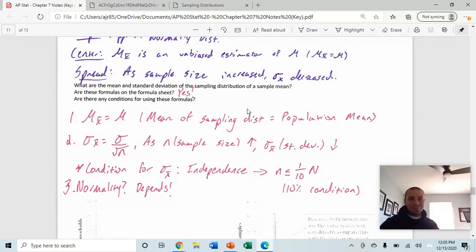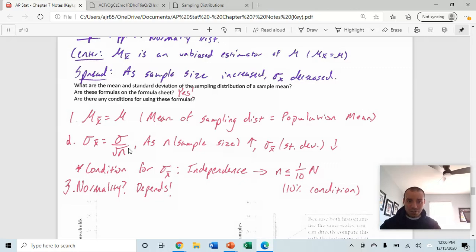And we know as the sample size increases, the standard deviation decreases. Specifically, our formulas are on the formula sheet. Mu sub x bar, the mean of the sampling distribution, is equal to the population mean. Sigma sub x bar: we saw our formula for proportions, and now we have a new formula for means. Sigma sub x bar, the standard deviation of the sampling distribution, is equal to your population standard deviation over the square root of n. So what you have to know is anytime your sample size is changing, your standard deviation is going to change. And as the sample size increases, the standard deviation is going to decrease, as we saw before.